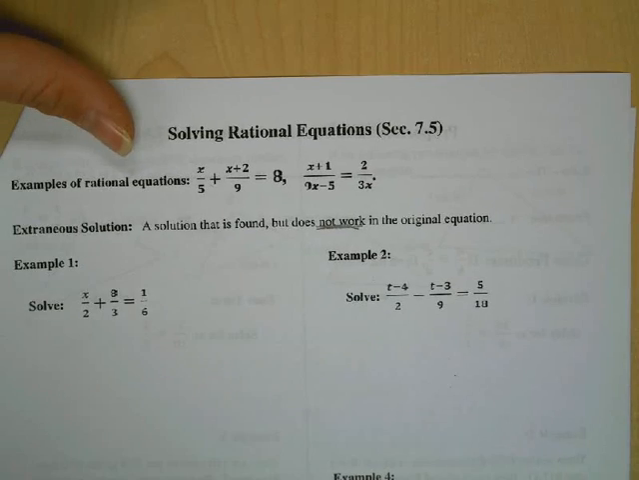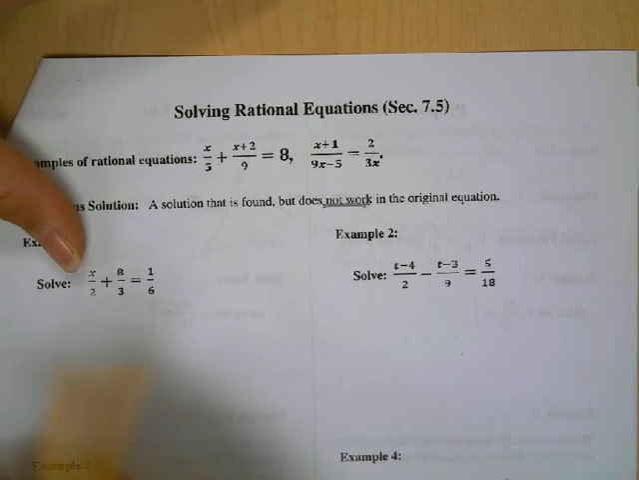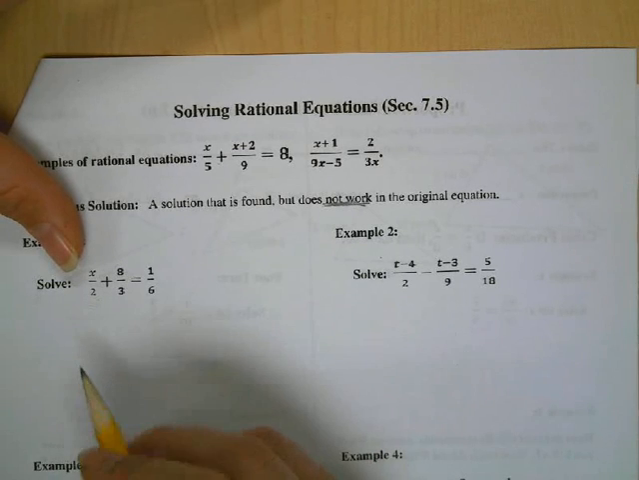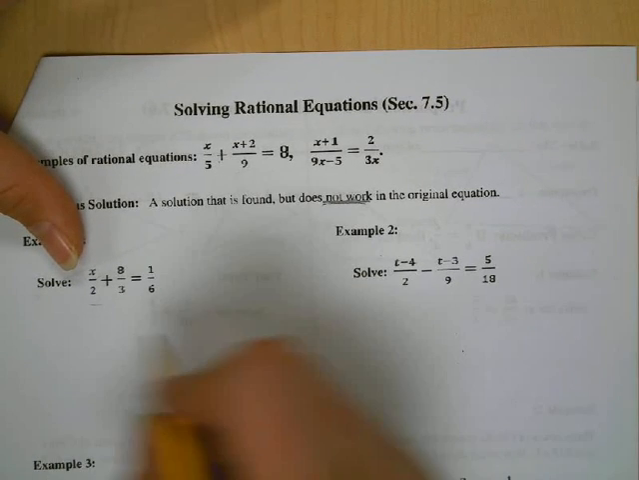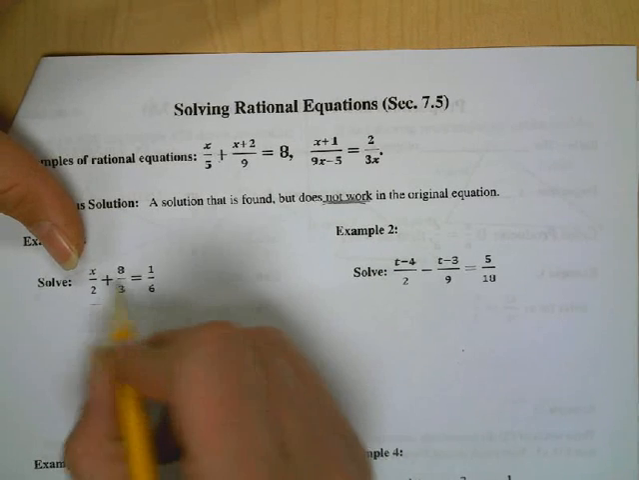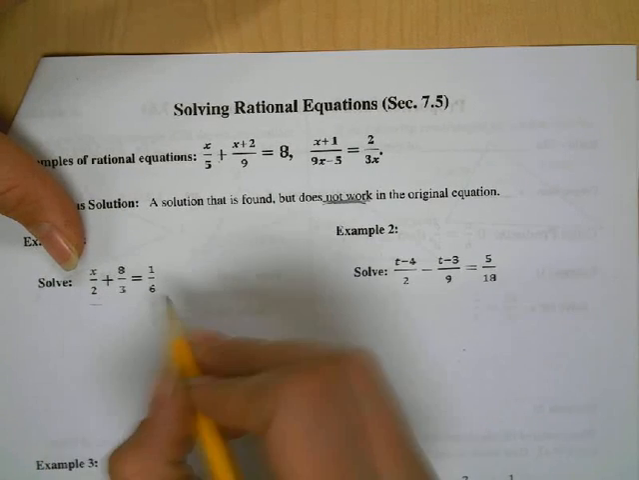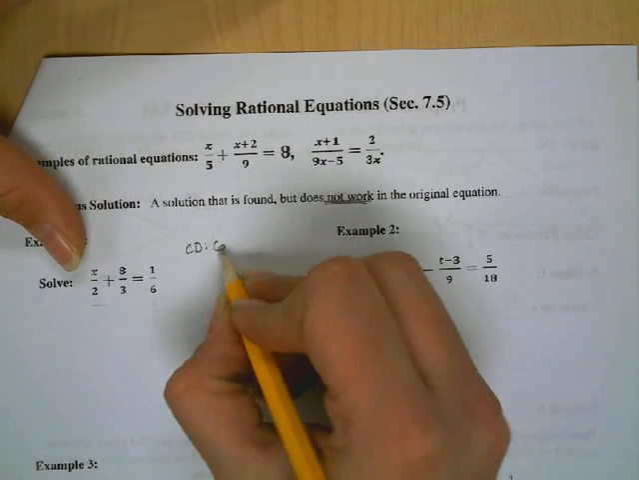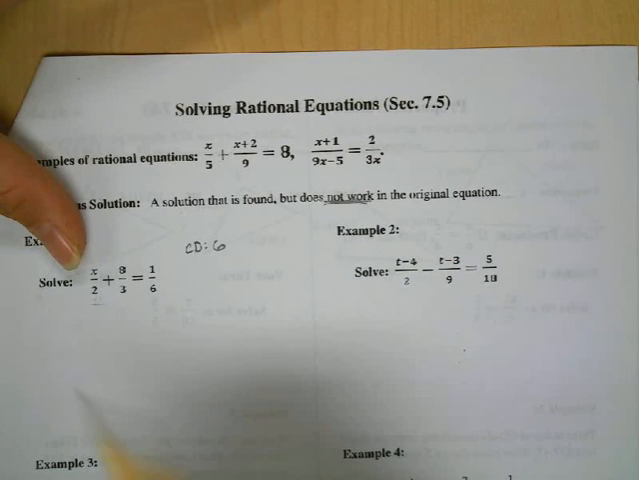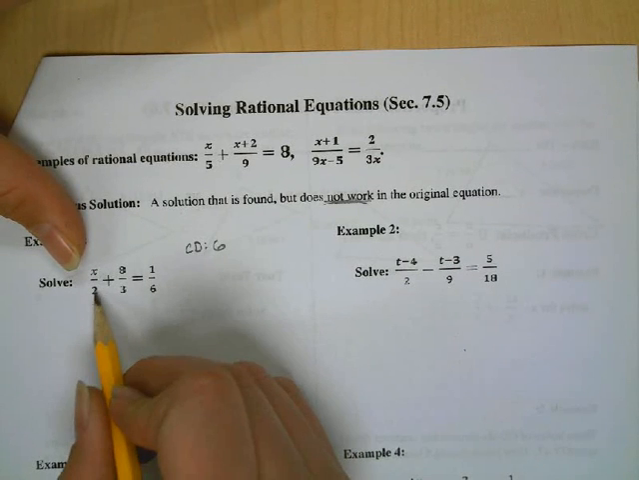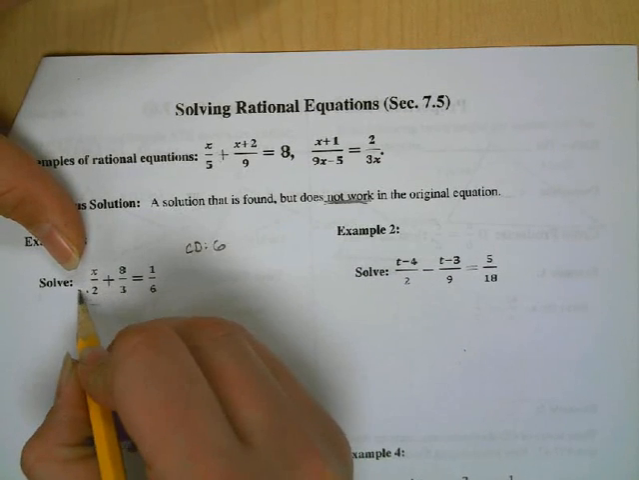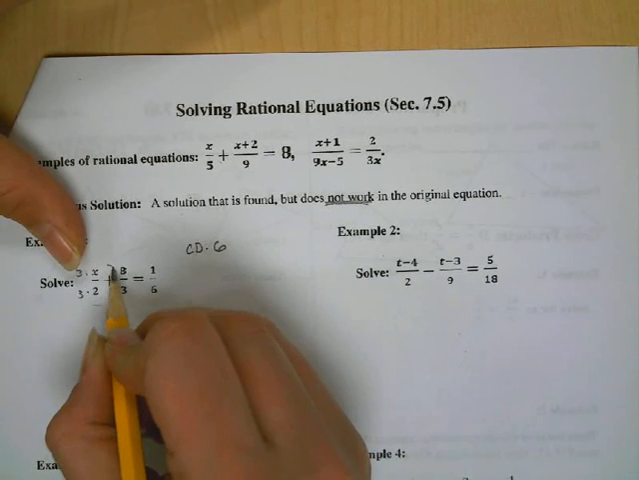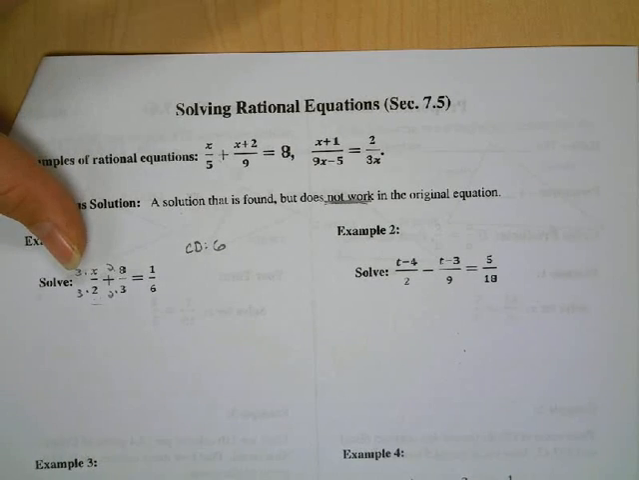Okay, so if I want to solve something that looks like this, the easiest way to go about it is to figure out what your common denominator is for all of your denominators. So I've got 2, 3, and 6. So between 2, 3, and 6, my common denominator would be a 6. Okay, so I'm going to go through and I'm going to make common denominators. So to make a 2 a 6, I multiply by 3, top and bottom. To make a 3 a 6, I would multiply by 2, top and bottom. And a 6 is already a 6, so I don't have to do anything there.